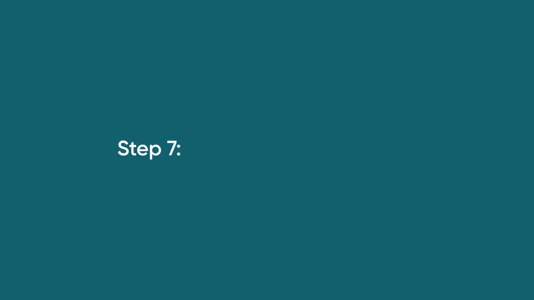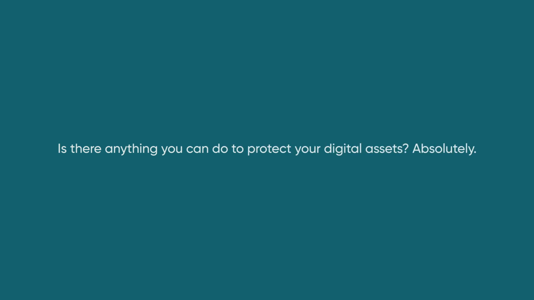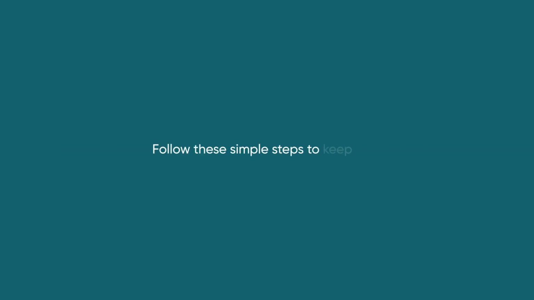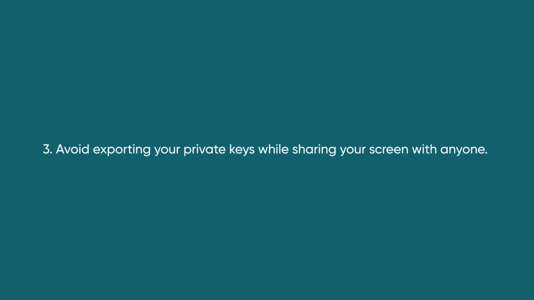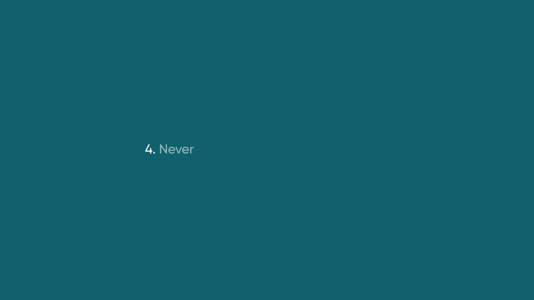Step 7. Keep your assets secure. Is there anything you can do to protect your digital assets? Absolutely. Follow these simple steps to keep your MetaMask wallet as secure as possible. 1. Use a strong password that's difficult to guess. 2. Never type your seed phrase anywhere except your real MetaMask app. 3. Avoid exporting your private keys while sharing your screen with anyone. 4. Never connect to suspicious websites.